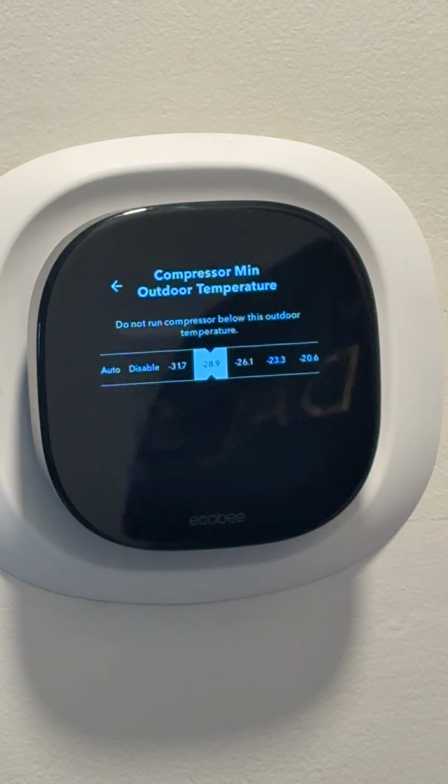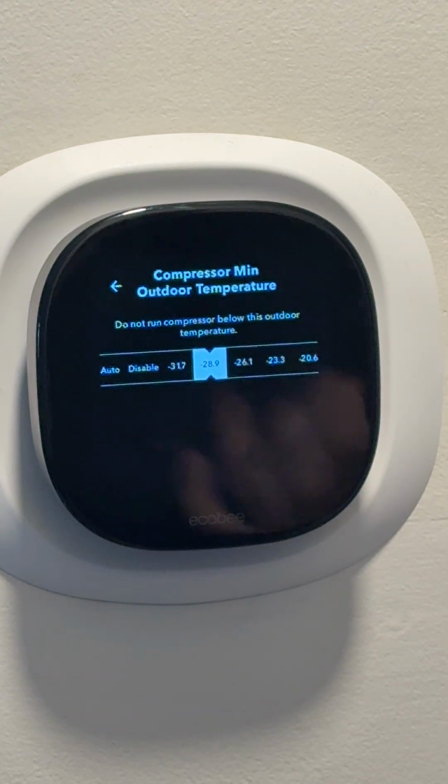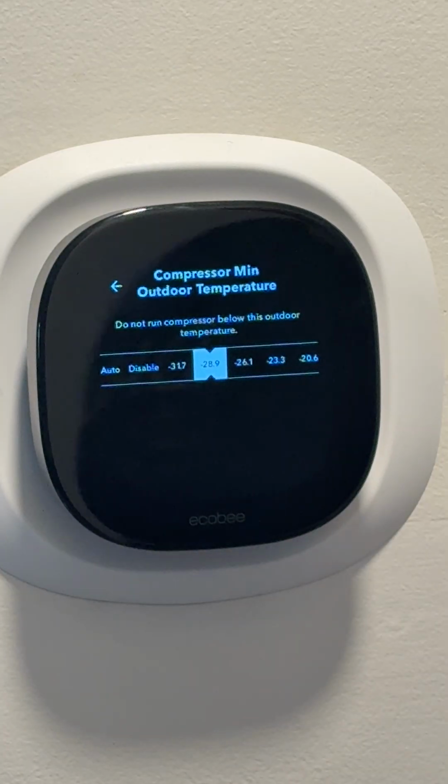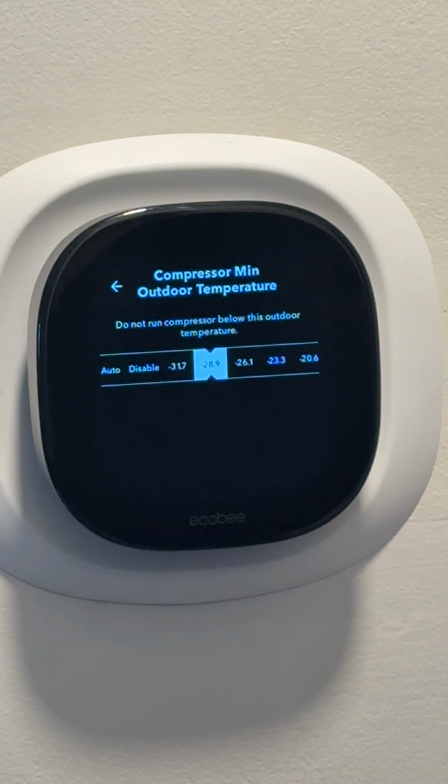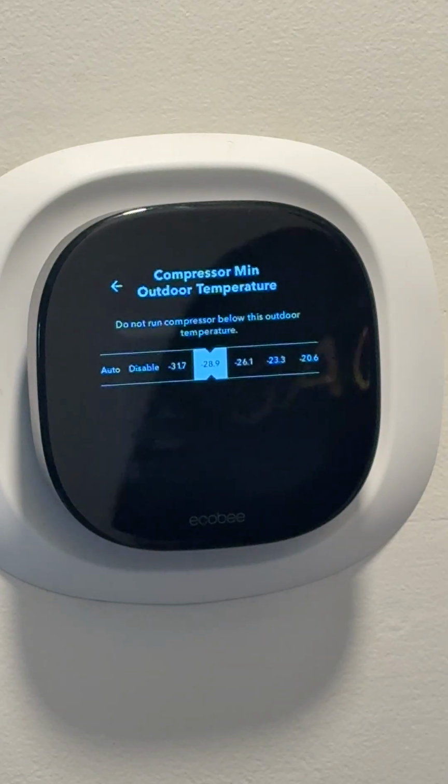Again, our weather data is never perfect from Environment Canada because we get it from the Forks where we are here. So let's say the temperature at the Forks is a little bit different than our temperature here. Well, that gives us a little bit of a buffer that we're never running our heat pump past -30. So we're a nice -28.9.